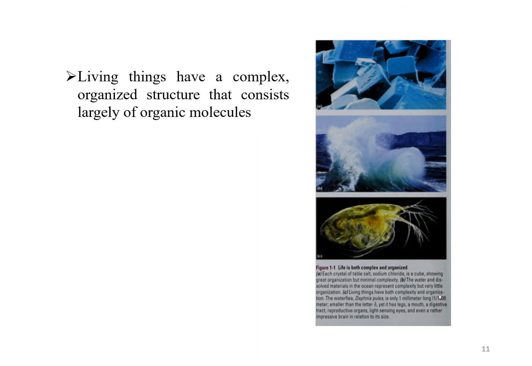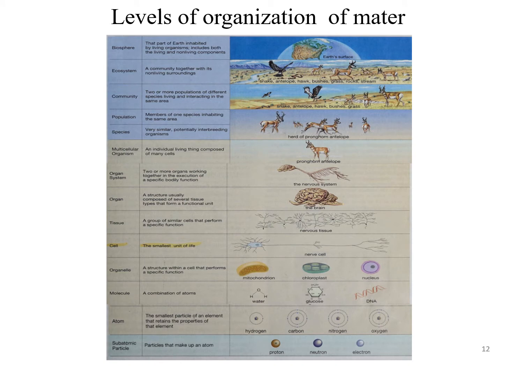In contrast, the tiny water flea contains dozens of different elements linked together in thousands of specific combinations to form specific structures such as eye, leg, and digestive tract, and even a small brain. So, living things have a complex but organized structure. Life on Earth consists of a hierarchy of structures, with each level of the hierarchy based on the one below it and providing the foundation for the one above it, as shown in the figure.